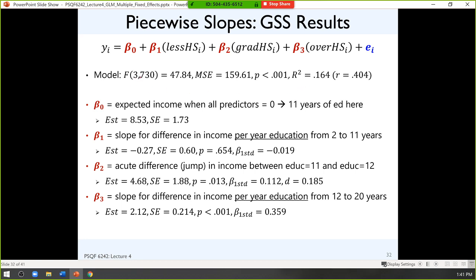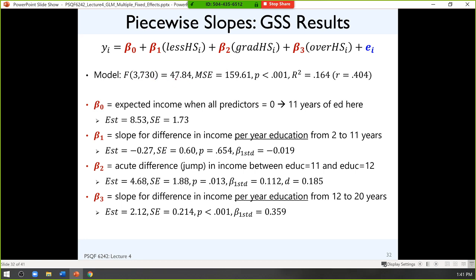So in this case, I'll add the space here later. I forgot to do that. The model F has 3 degrees of freedom in the numerator because I've got 3 slopes. If I had 4 slopes, how many degrees of freedom would I have in the numerator? 4. And if I had 5 slopes, 5. Yes, that's what numerator degrees of freedom means in this model test. 730 is the denominator degrees of freedom. That's how many more slopes I could add based on my sample size.